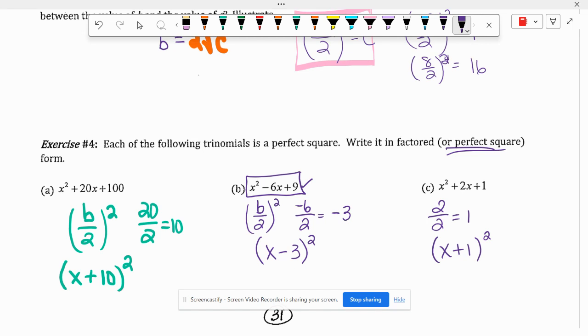Rustin, what'd you get? What is 2 divided by 2? What is 1 squared? So isn't that exactly what you have there? So 2 divided by 2 is 1. So it's not x plus 2, the quantity squared, but x plus 1, the quantity squared. Okay. Do you guys see that? Remember that we're trying to find the relationship between these. So if we want to write it as a perfect square, we have to figure out what our b term is.